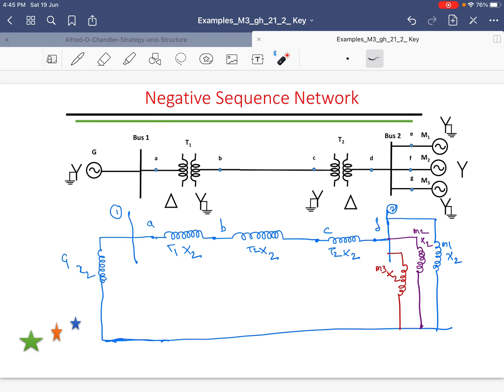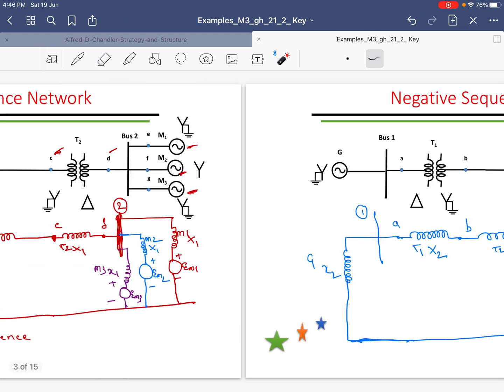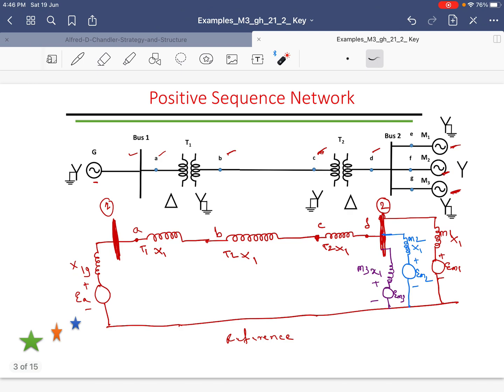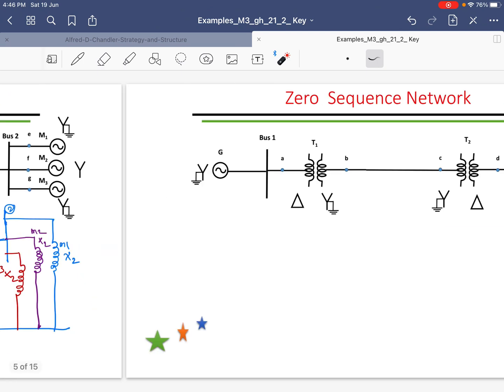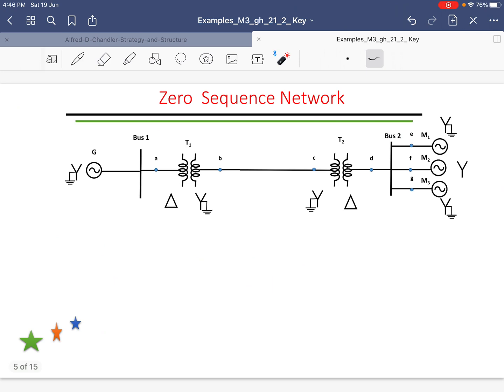Then we'll move on to the zero sequence network for the given network. What we have drawn here is the positive sequence network, then the negative sequence network, and then you have to draw the zero sequence network. In the zero sequence network, the very important factor is how to draw the zero sequence network for the differently connected transformers.